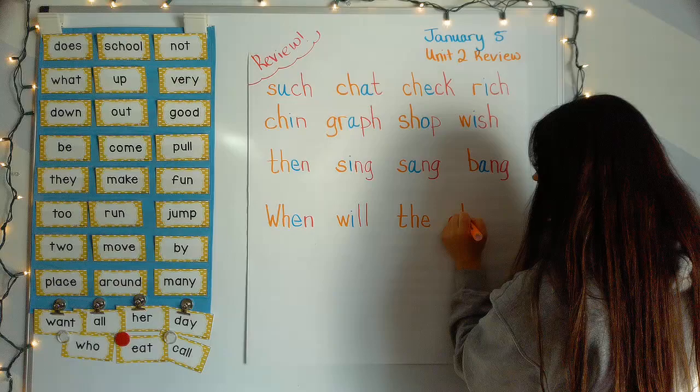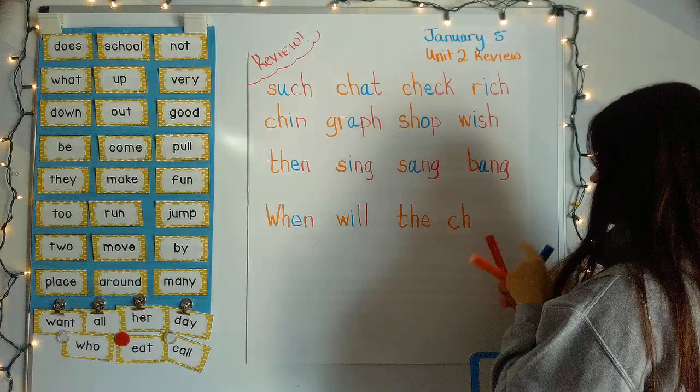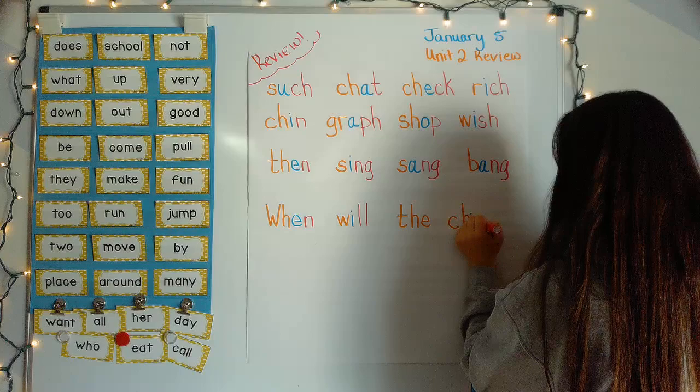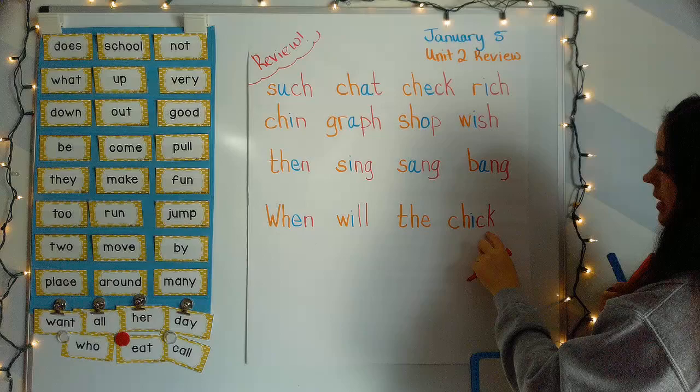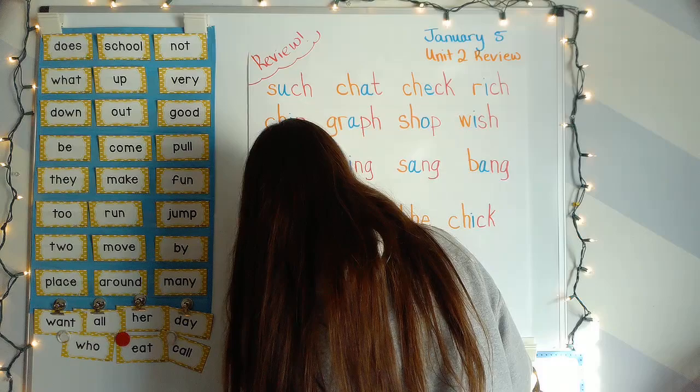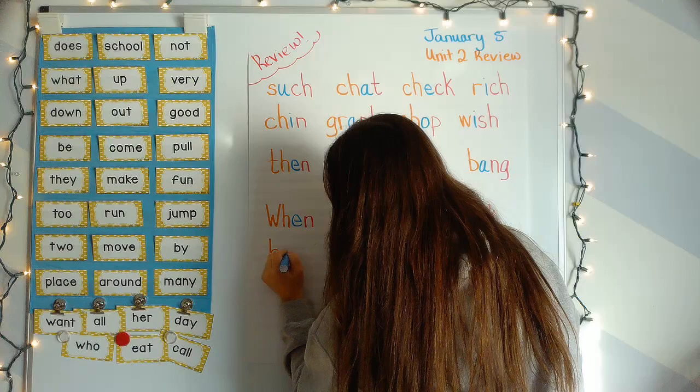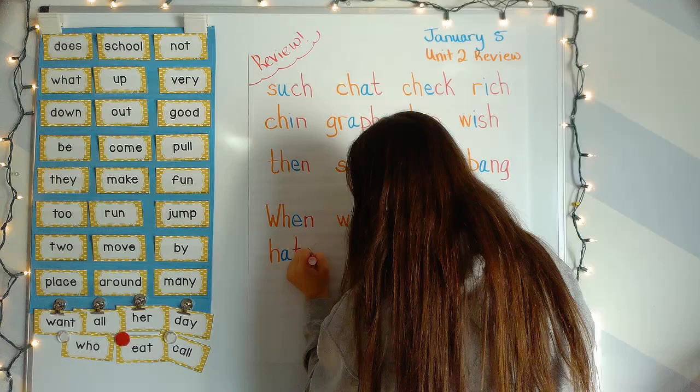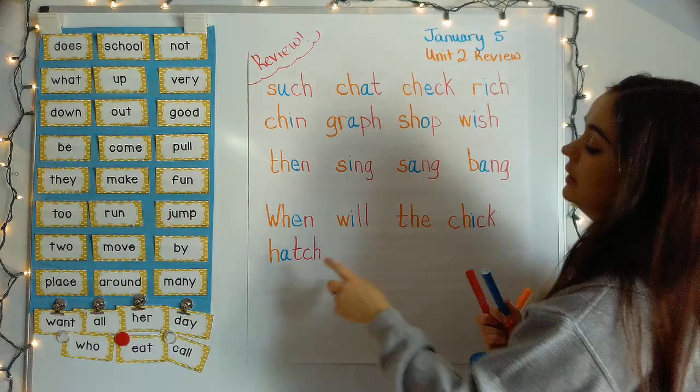CH, like the cheese card. Cha. I says i. CK, ka, cha, ick, chick. When will the chick? H says h. A says a. And TCH, like the cheese card.